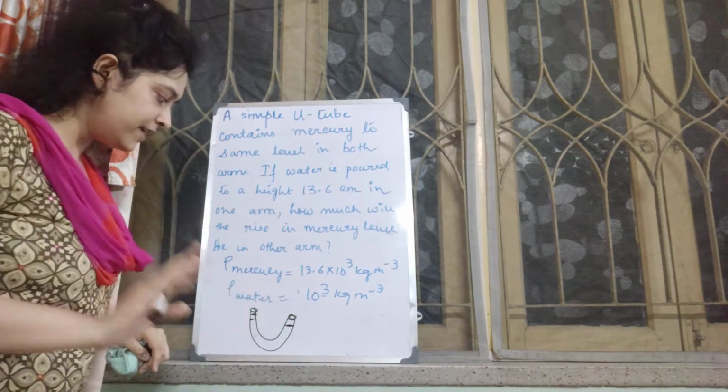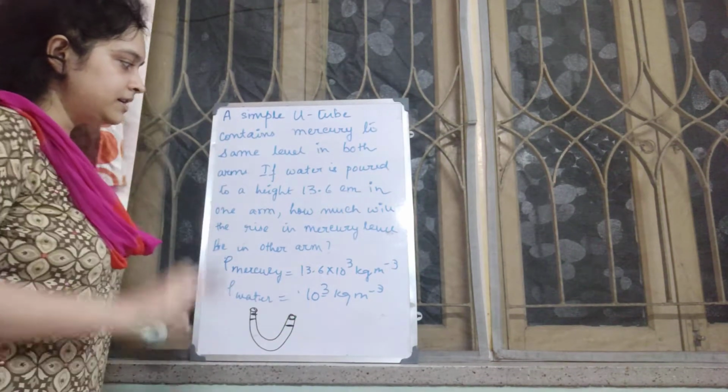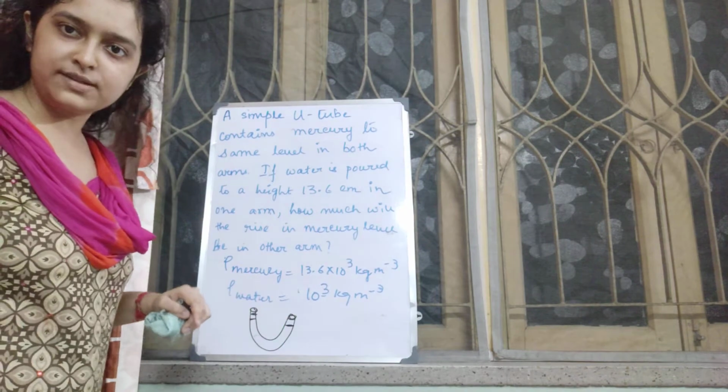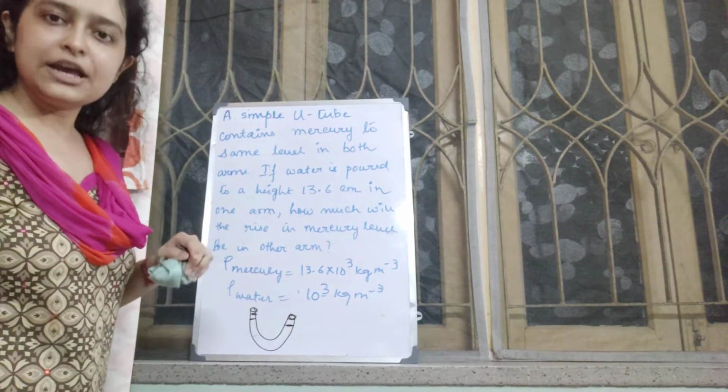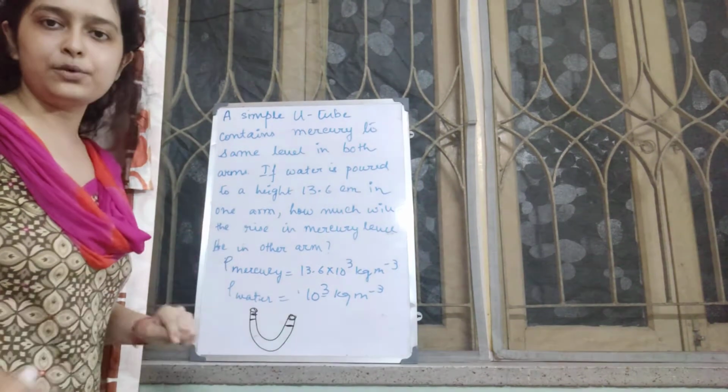The density of mercury is given, and the density of water is given. I have copied the question. Follow this question from your books. Check whether this is in your book. If not, then you can copy the question. I want to explain this after rubbing off the question.